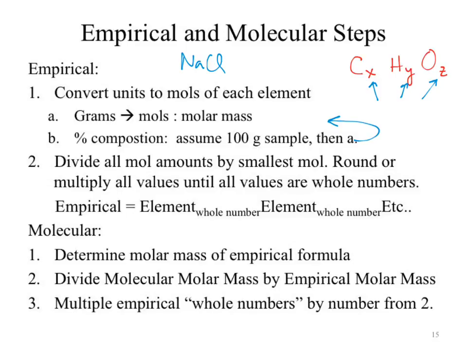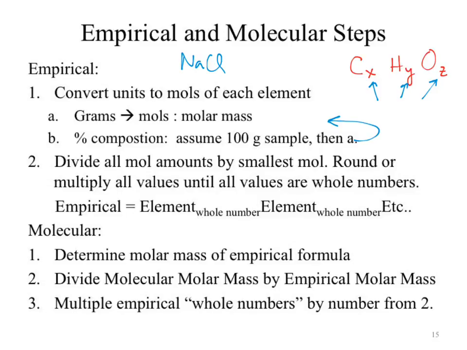The issue, though, is that our empirical formula, by definition, is the smallest whole number ratio. When you go through to do that calculation, very rarely are you going to end up with the smallest whole number ratio for moles. So what you'll have to do is one extra step. You'll divide every single mole amount by the smallest mole value. This will immediately take you down to what is quite likely your smallest whole number ratio.